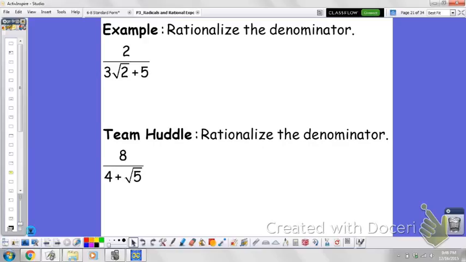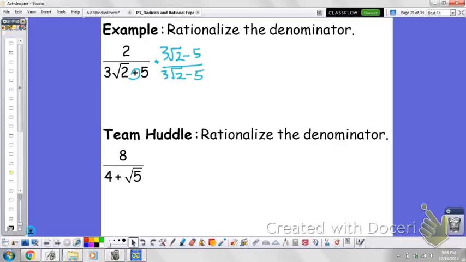So in the first example, I have to rationalize the denominator. So I take 2 over 3 root 2 plus 5. I don't like that root 2 in the bottom, so I'll multiply by the conjugate of 3 root 2 plus 5. So I will multiply by 3 root 2, change that sign to a minus 5 over 3 root 2 minus 5.